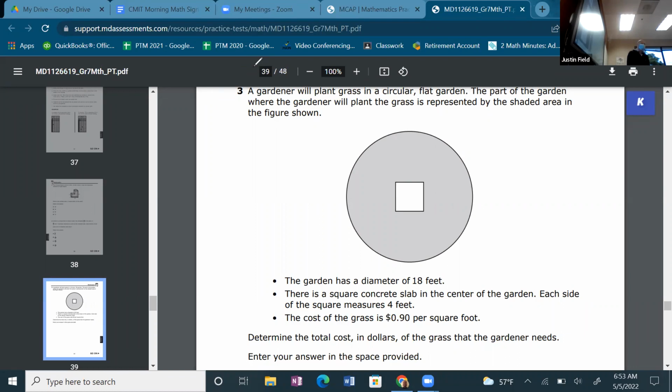A gardener will plant grass in the circular flat garden. The part of the garden where the gardener will plant the grass is represented by the shaded area in the figure shown. The garden has a diameter of 18. Anybody know what part of a circle a diameter is? It's not all the way around. That's called the circumference. So the middle is called the center.